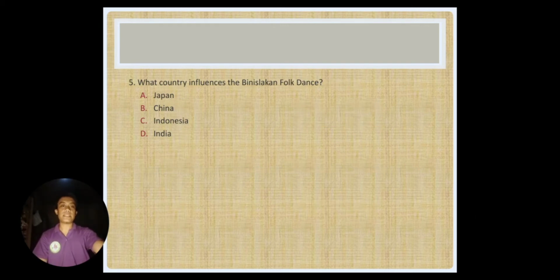For the last item, number 5. What country influences the Binislakan folk dance? A. Japan. B. China. C. Indonesia. Or D. India. The answer is letter B. China. Who got the correct answer, class? Who got the perfect score? Very good. To those who don't meet the cutoff score, better luck next time.